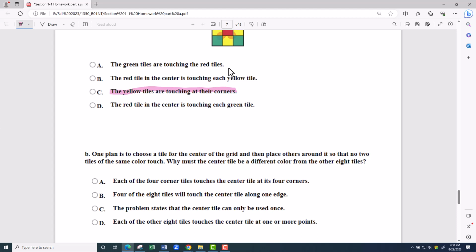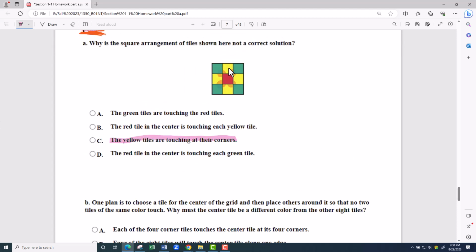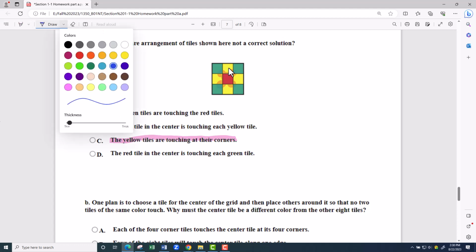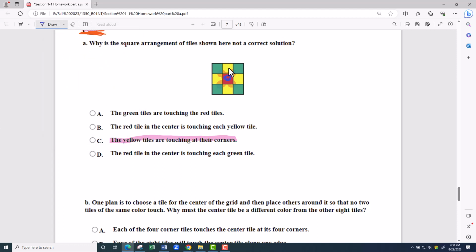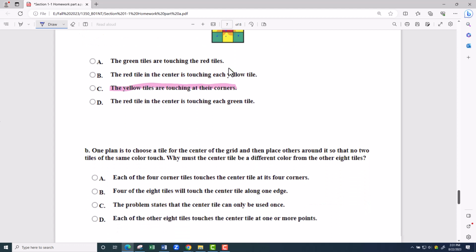So one plan is to choose a tile for the center of the grid and then place others around it so that no two tiles of the same color touch. Why must the center tile be different color from the other 8 tiles? Well, let's think about it. The center tile right here is actually touching all of the other 8 tiles. So it's going to touch everything.